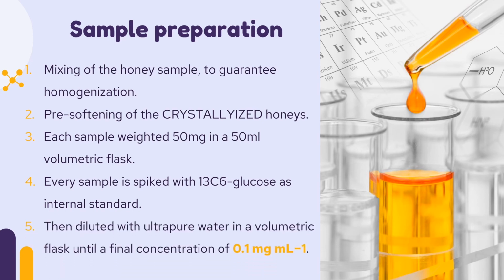And the fifth step is that the specimen is diluted with ultra pure water in a volumetric flask until a final concentration of 0.1 mg per milliliter to the power of minus 1. We do this dilution because it reduces the glucose and fructose concentration, which is very beneficial when it comes to the chromatogram.